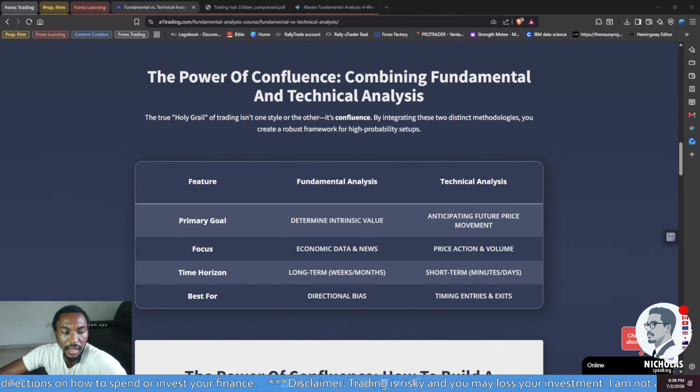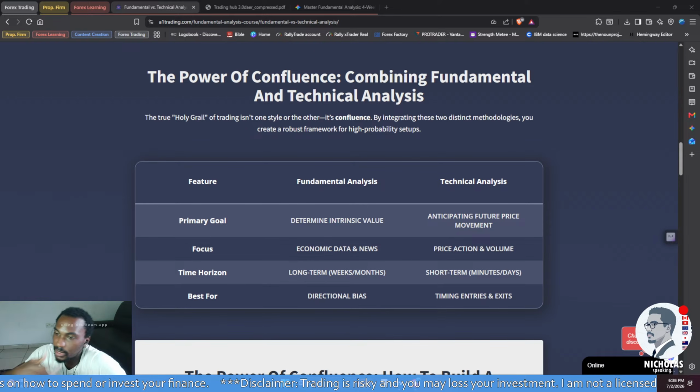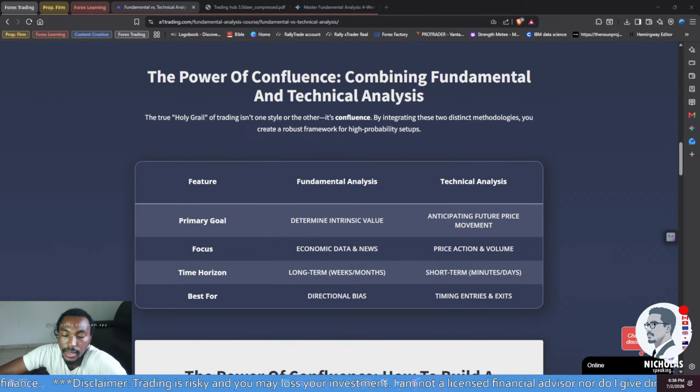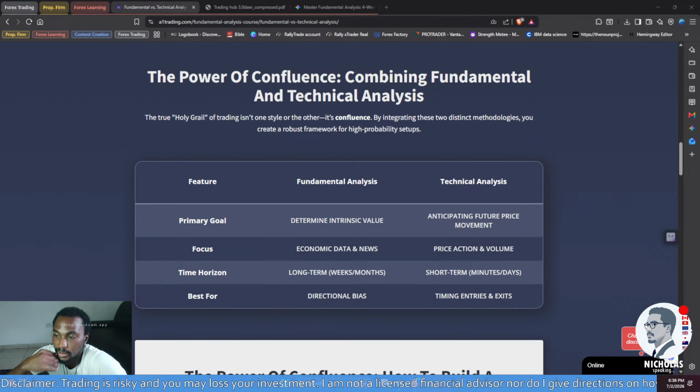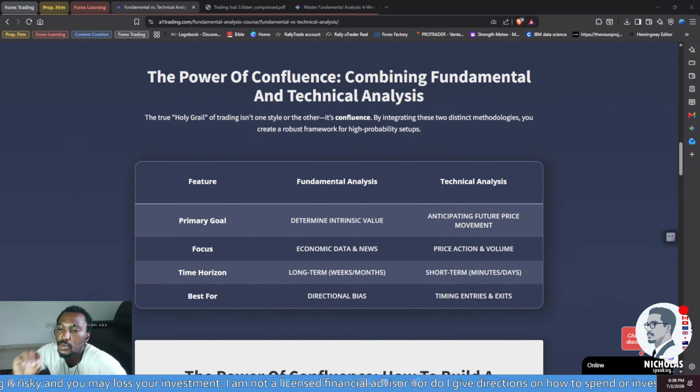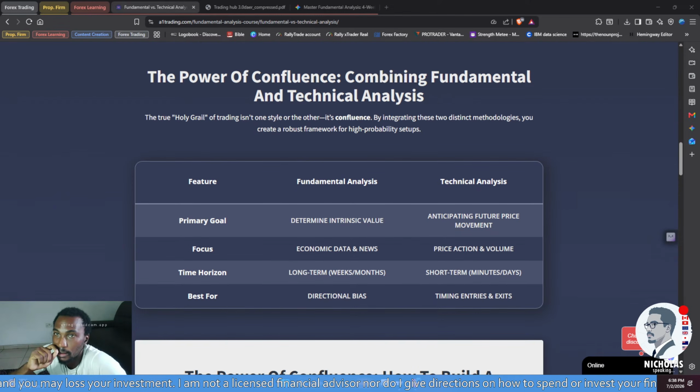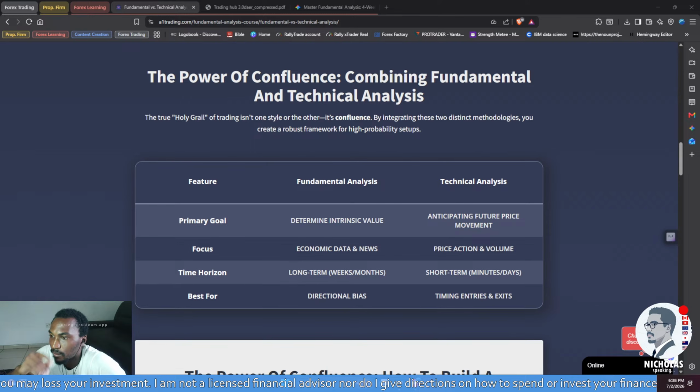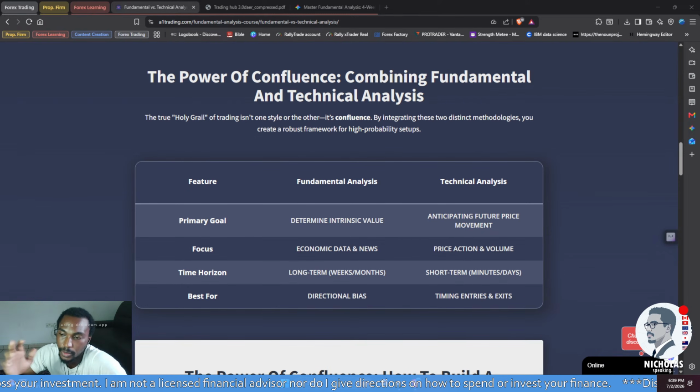That's cool. The true holy grail of trading isn't one style or the other, it's confluence. By integrating two distinct methodologies, you create a robust framework for high probability trade. That is so true. Just think about it. Has there ever been a time you had two different trading strategies and they both fell into a particular price level? You would notice that that price level tends to work most times more than when you just pick only one. It happens a lot.